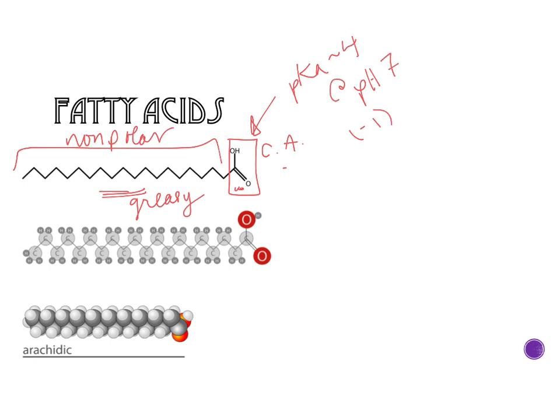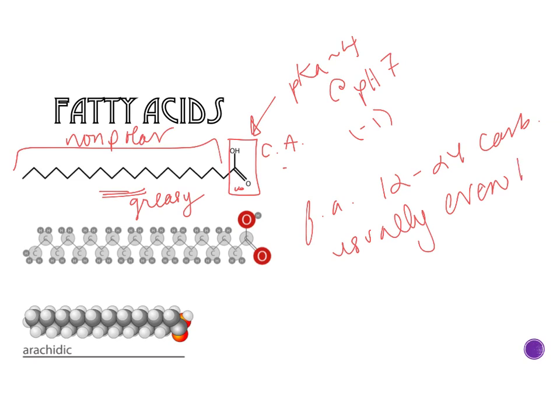Food for thought. Most fatty acids in the body are between 12 and 24 carbons long, and they are usually even numbers in length. So the number of carbons is 12, 14, 16, 18, 20, 22, 24. Those are the typical lengths. It is possible to have odd number fatty acids, but they're a little bit more rare.